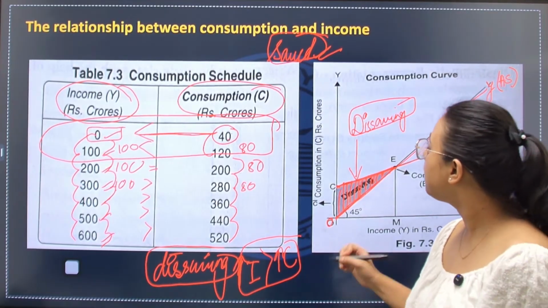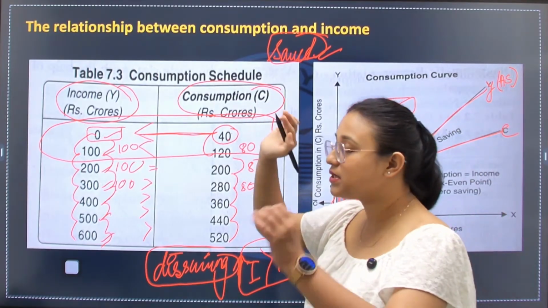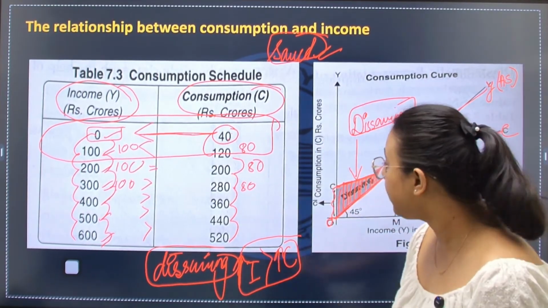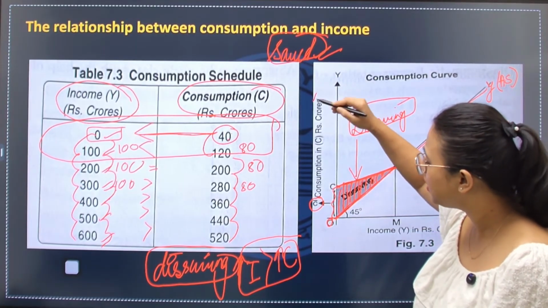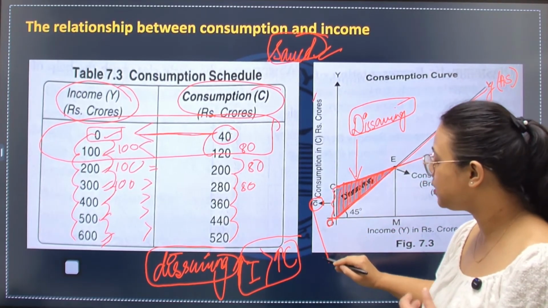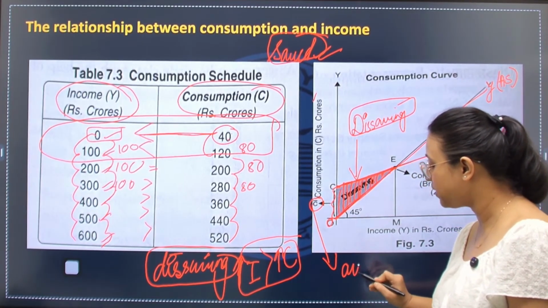Moreover, this portion where income is zero and still consumption is there, this consumption we reflect as small c bar, and we call it autonomous consumption.